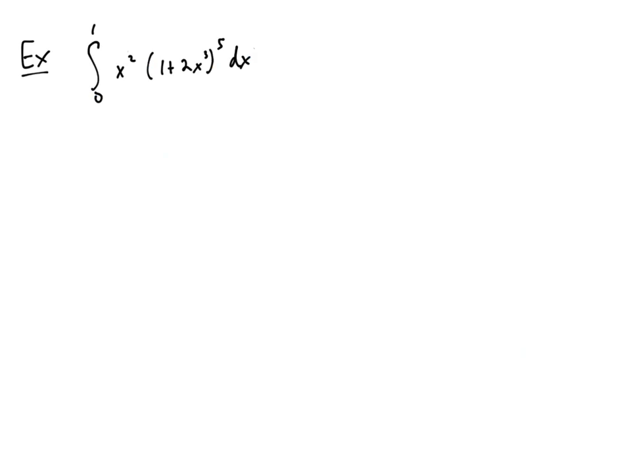Okay, let's compute this integral. I'm going to let u be the inside function 1 plus 2x cubed. Taking the derivative of both sides here, we're going to have 6x squared dx. So that 6x squared dx looks close to the x squared dx here, so I need to divide both sides of this du equation by 6, so I'll have 1/6 du is equal to x squared dx. Okay, so this right here will become u.